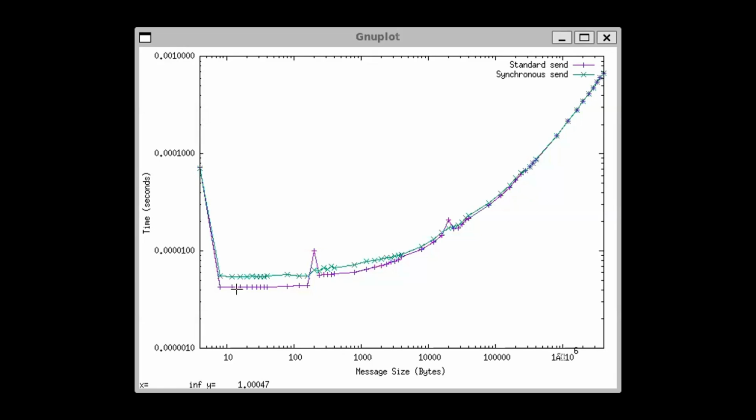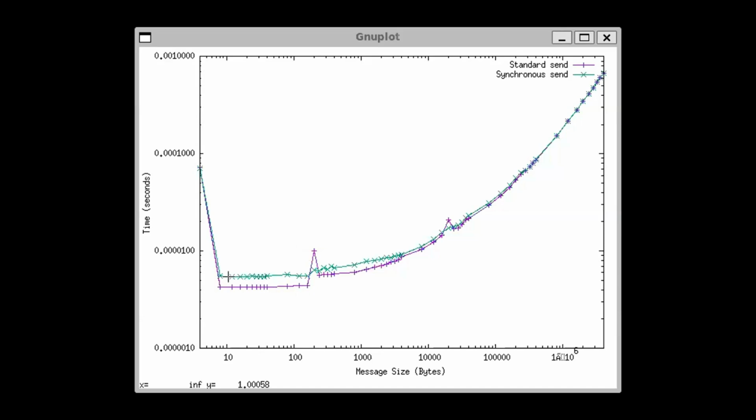So we see that for standard send, MPI has the choice to make it synchronous or asynchronous. For small messages, it makes it asynchronous. It uses the eager protocol. The reason that's faster than synchronous is that synchronous has to have a handshake. So we might expect that if this was 4 microseconds, this would be 8, but that's not quite right. Synchronous send is slower, and that's because synchronous send effectively uses the rendezvous protocol.